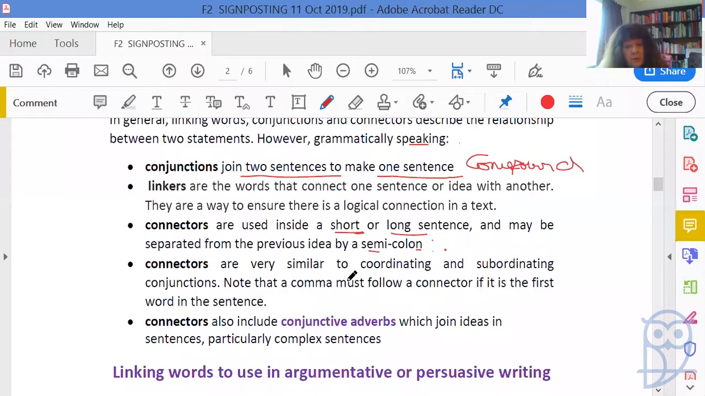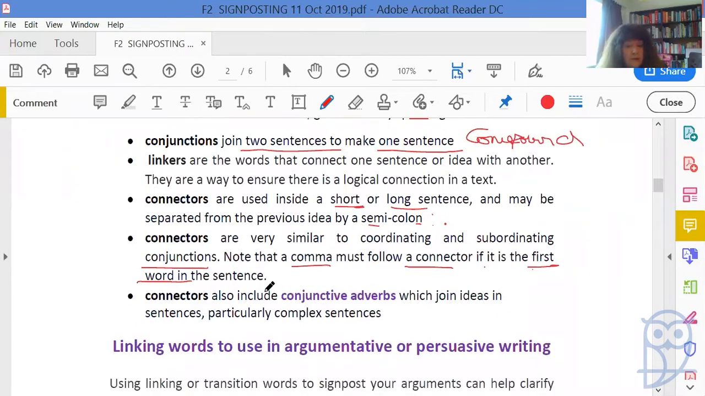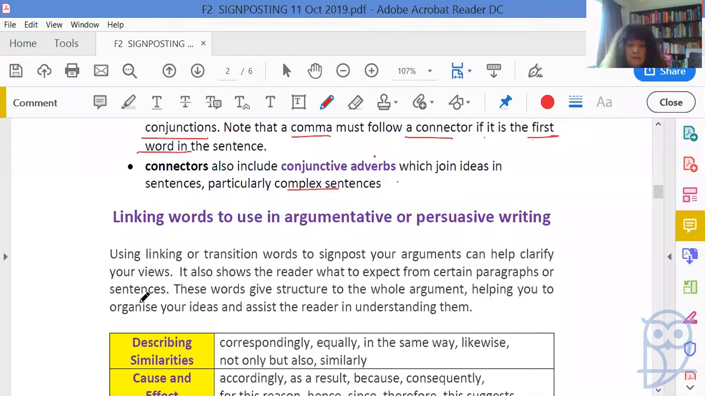Connectors are very similar to coordinating and subordinating conjunctions. And punctuation-wise, note that a comma must follow a connector if it is the first word in a sentence. For example, however. And finally, connectors also include conjunctive adverbs, which join ideas in sentences, particularly complex sentences. Okay? We'll take a look at that in a bit more detail just now.